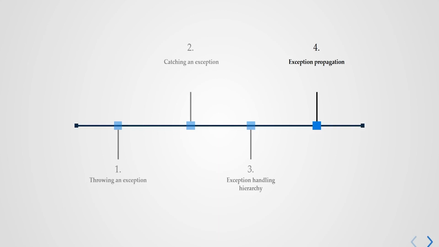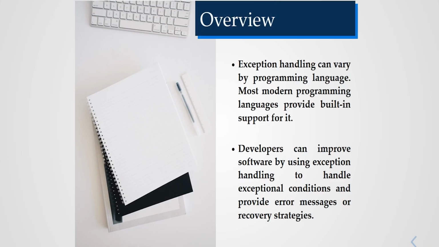Fine, guys. I hope you have understood this. Let's go to the last slide here. This is the basic overview. Exception handling can vary by programming language. I have shown you in Java. You can learn about this in C++ or Python. But the base logic is absolutely the same. If there is any abrupt termination of your code, that is not a good practice. So you should use exceptions to handle those. And you can see here, most modern programming languages provide built-in support for it. Developers can improve software by using exception handling to handle exceptional conditions and provide error messages or recovery strategies. I hope you've understood this.